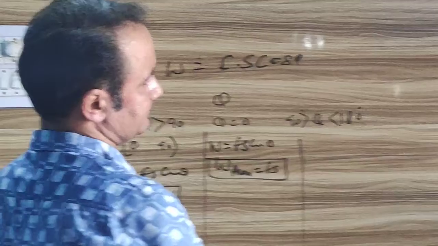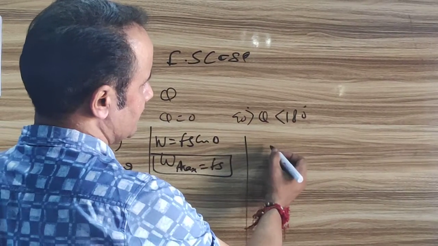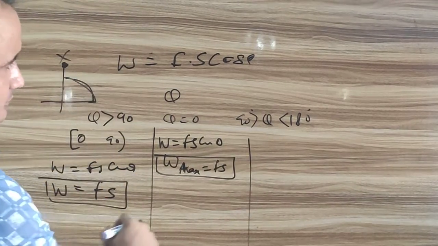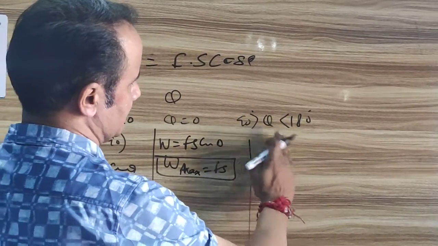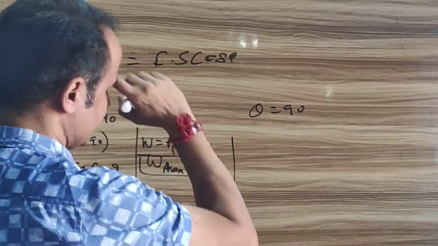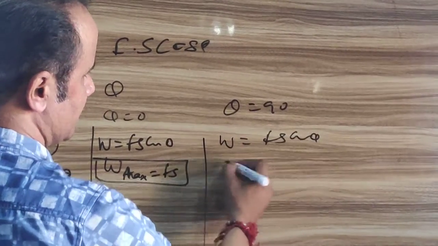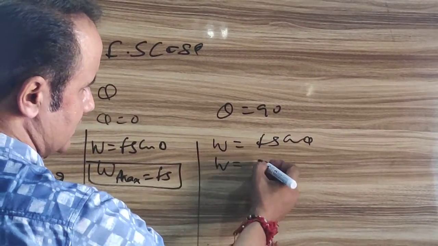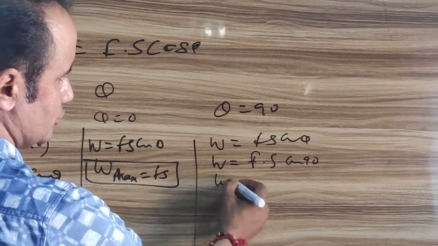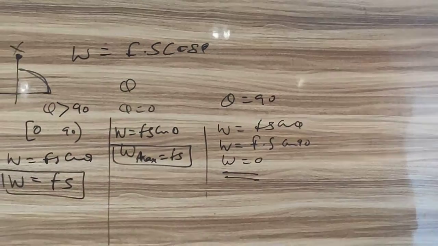What in case of greater than 90? First we will say theta is equal to exactly 90 degree. In that case, W is equal to Fs cos theta. Here W is F dot S, and cos 90 is 0. So your work done is 0. In that case, work is 0.